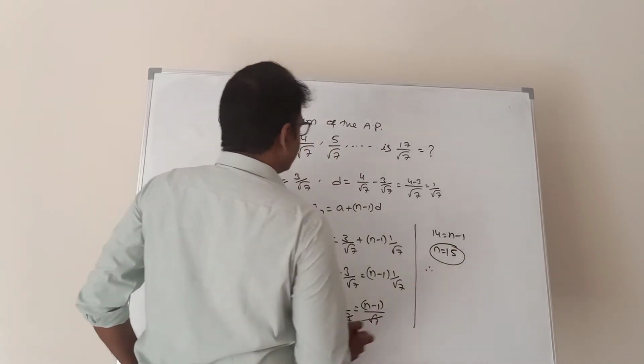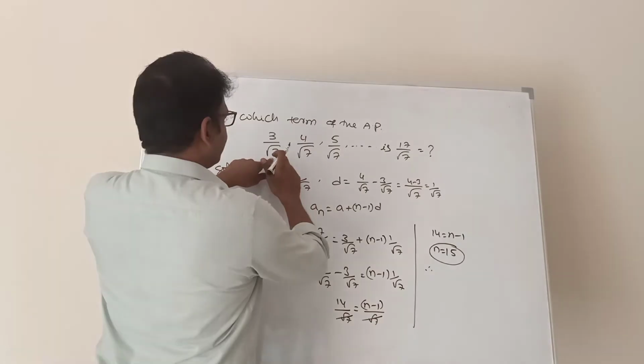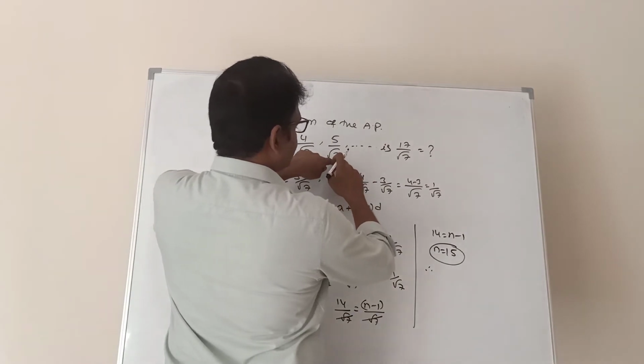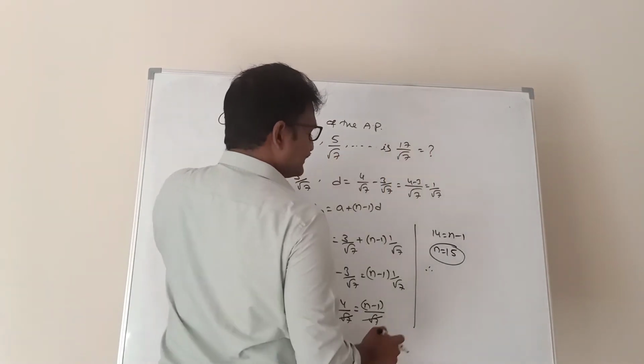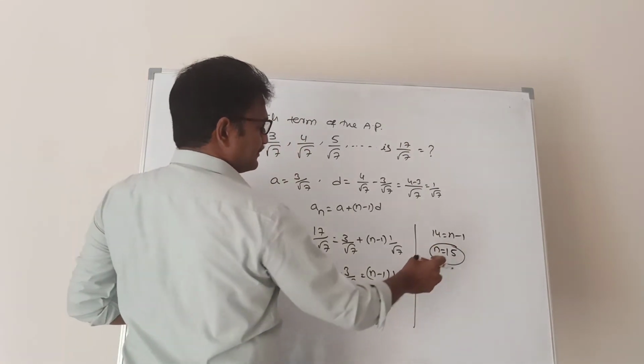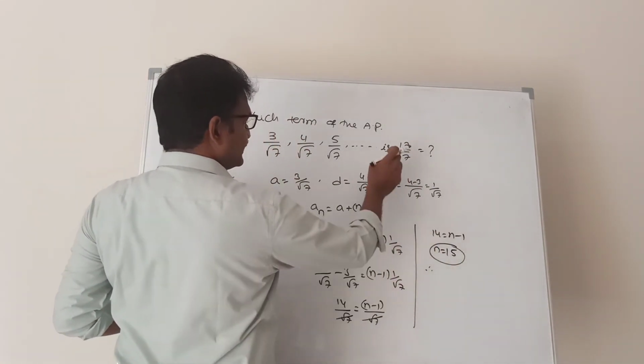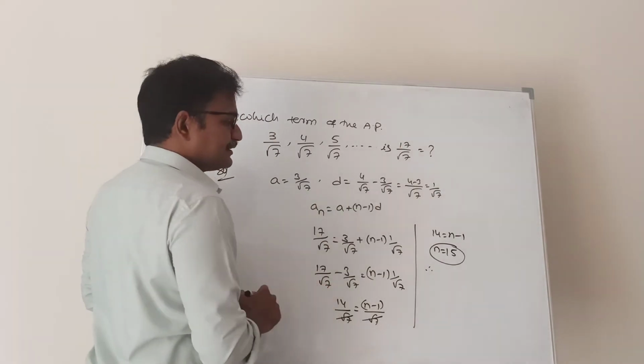Therefore, in this sequence, first term, second term, third term, similarly the 15th term is 17 by root 7. So what does n denote? Which term. Term number 15 comes as 17 by root 7.